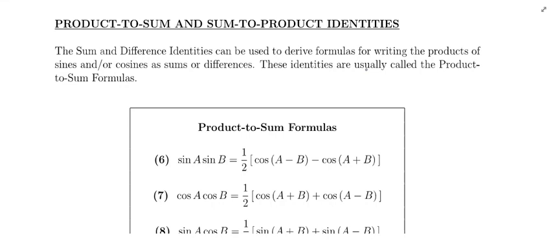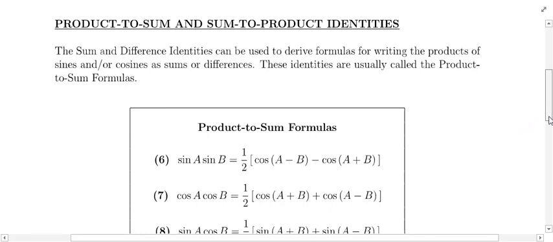Starting on page 7, we are going to look at a new batch of identities. We're going to review the product to sum and the sum to product identities. It says the sum and difference identities can be used to derive formulas for writing the products of sines and cosines as sums or differences.